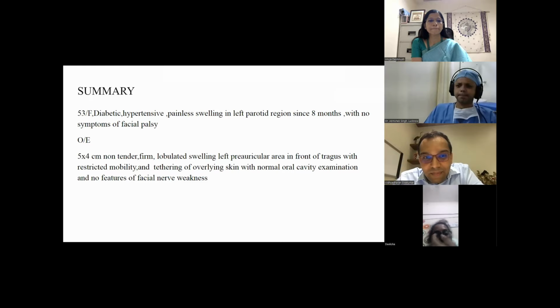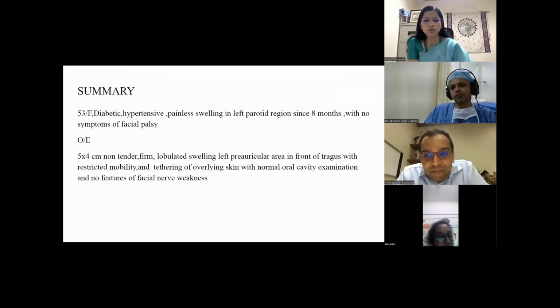I would like to do imaging for this patient, starting with an ultrasound of the parotid area. One sec. Just before we go ahead with the workup, can you just summarize for everybody what the summary is?